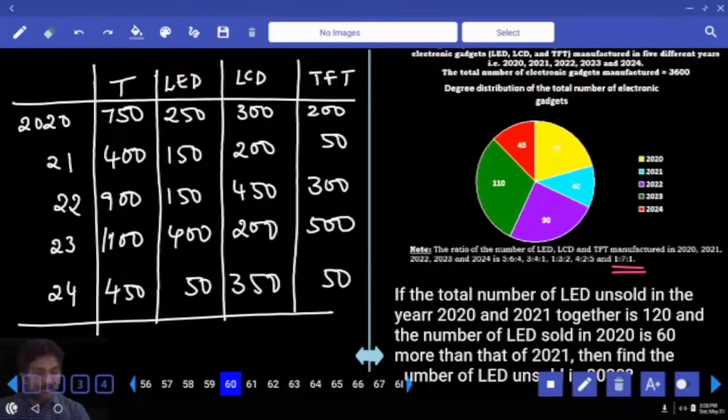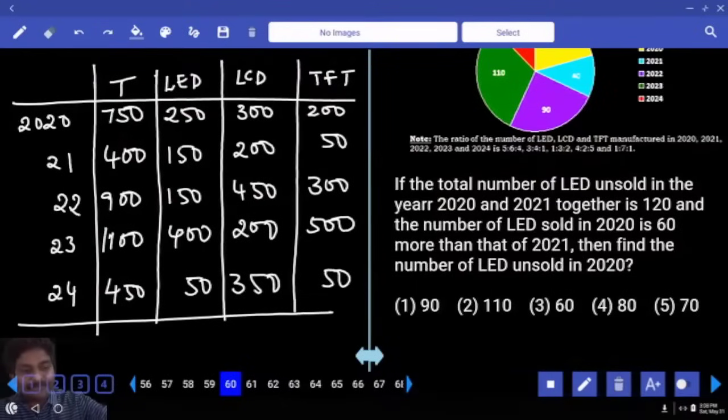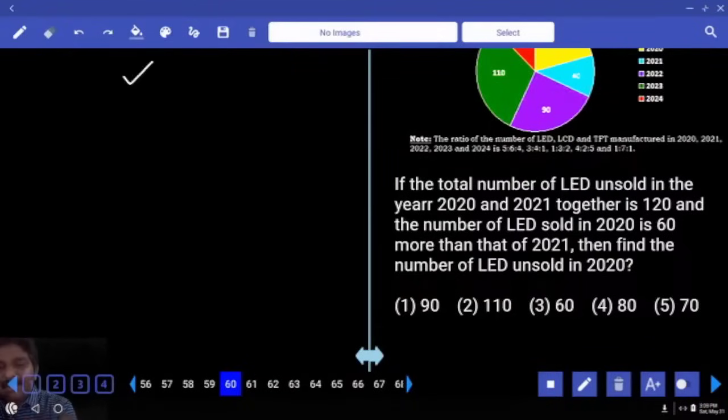Yes? Now the table is there. Whatever you want we can calculate. If the total number of LED unsold in the years 2020 and 2021 together is 120, and LED sold in 2020 is 60 more than that in 2021, then find the number of LED unsold in 2020. Right. So LED in 2020 and 2021, total how many are they? So out of 400, some are sold and some are unsold.